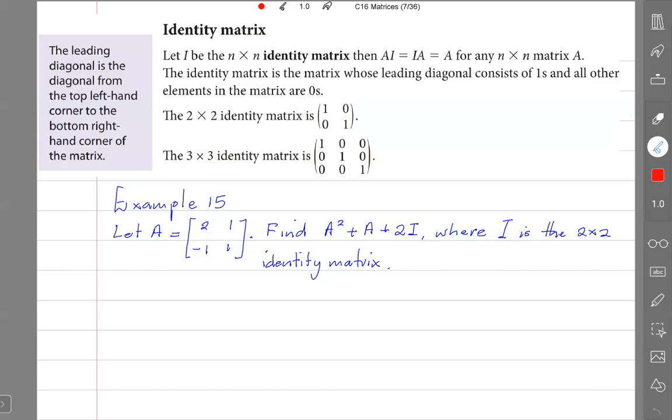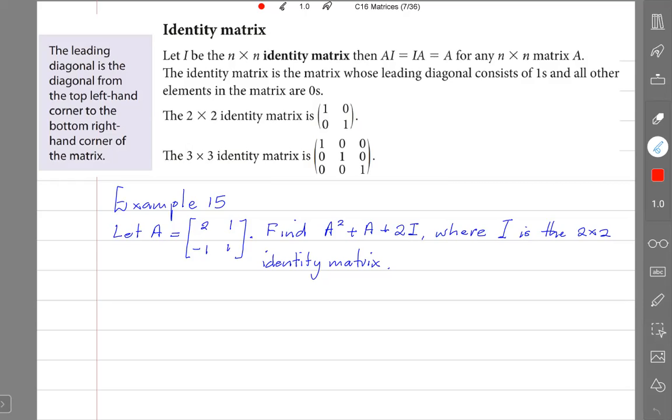Identity matrix. Let I be the n by n identity matrix, then AI is equal to IA is equal to A for any n by n matrix A. So from that statement, we can easily see that an I matrix is a square matrix, and that if I multiply an I matrix, a square n by n matrix, by another n by n matrix A, I'm going to get back the matrix A.